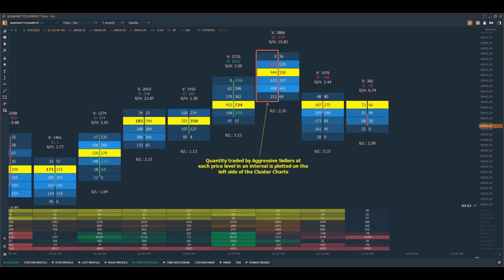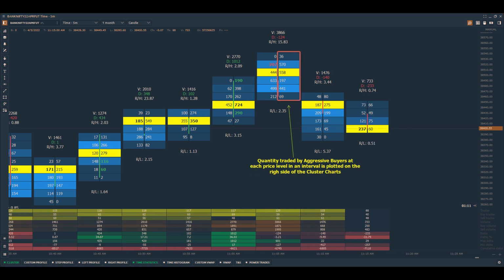Quantity traded by the aggressive sellers at each price level in an interval is plotted on the left side of the cluster charts. Similarly, quantity traded by the aggressive buyers at each price level in an interval is plotted on the right side of the cluster charts.